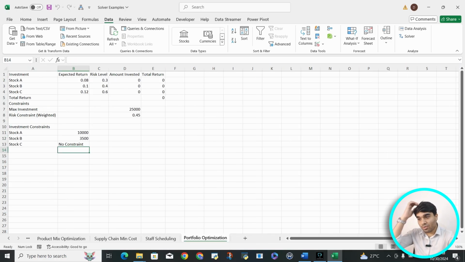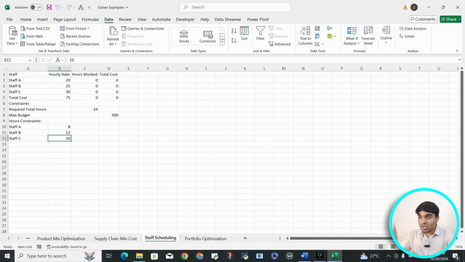Now the next thing will be staff scheduling and portfolio optimization. Just like before, we are going to reduce the cost here. The constraint will be that the required number of hours should be at least 24, right? And then the maximum budget that I have is also 500. So the hourly rate is one thing, and the total I'm going to get should also have a constraint that it can be a maximum of 500.